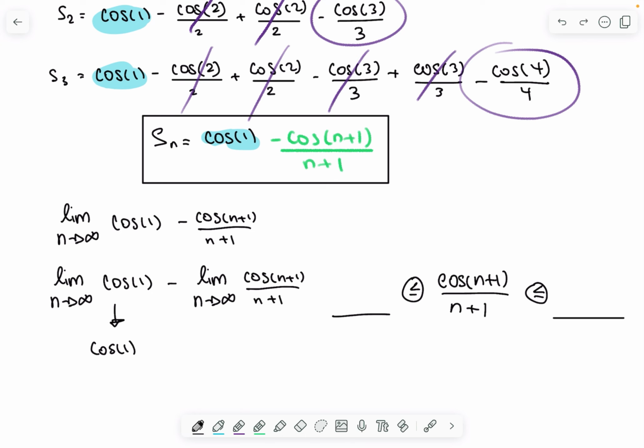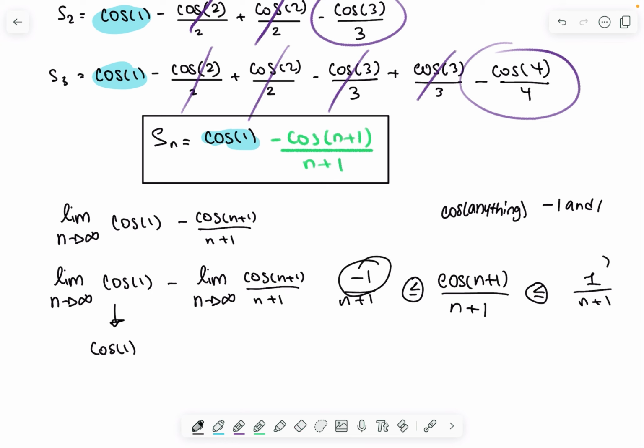And so you would use common sense. You're like, okay, what do I know about cosine? Well, I know that cosine of anything is going to have to be between -1 and 1. So what I'm going to do is put -1 here and 1 here, and then keep the same denominator. The whole idea is that this is the least that it could be and this is the greatest that it can be.